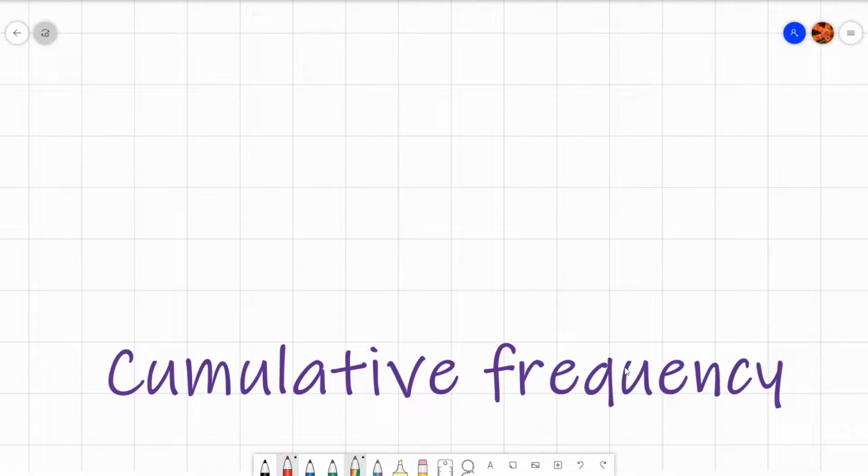Cumulative frequency. In today's lesson, we will be looking at drawing frequency graphs and using the graphs to work out the median, the lower quartile, upper quartile, and interquartile range. So let's have a look at a few examples.